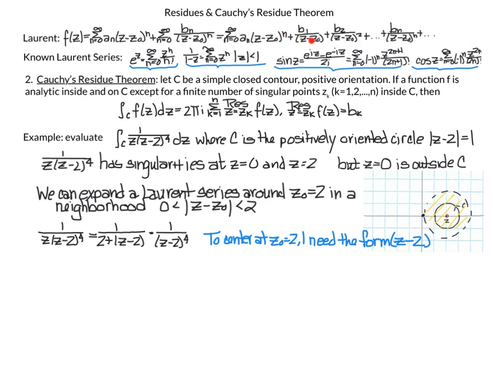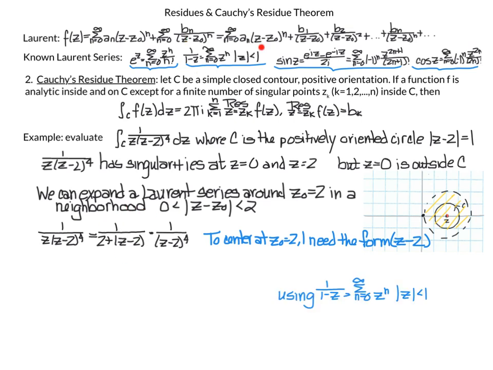I want z minus my singularity, and then I can raise it to any power. So this is good. I don't have to do anything more with this. Over here, I need to do something with this to make it look more like one of these 4 forms. It doesn't look like an e to the z. It doesn't look like a sine or cosine. It does sort of look like this because I have a polynomial over a polynomial.